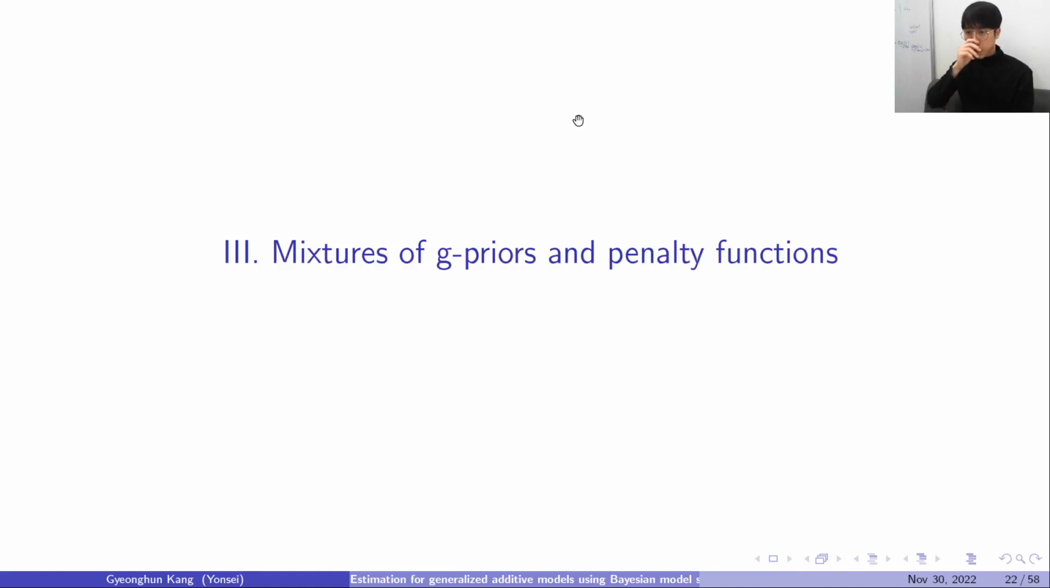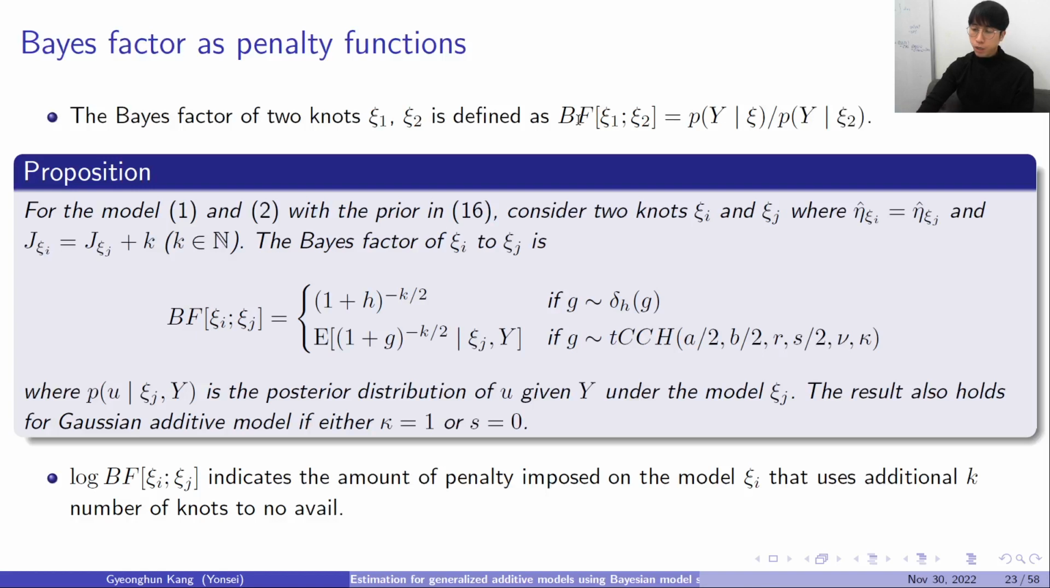So let's talk about the mixtures of g priors and penalty functions. One of our main research questions was how the different choices of g priors lead to different model selection behavior. Because obviously we were seeing different results in the simulation study, and we have tried our best to explain the results. And this is the best explanation I have been able to come up with so far.